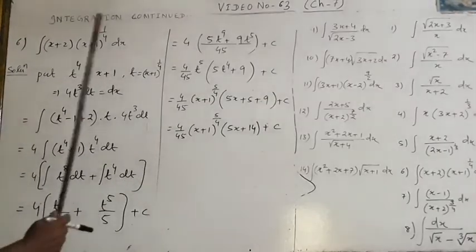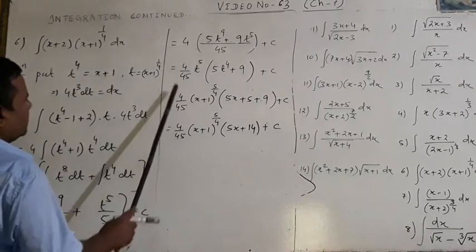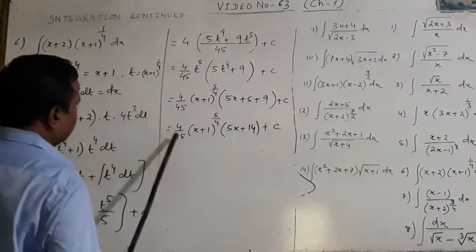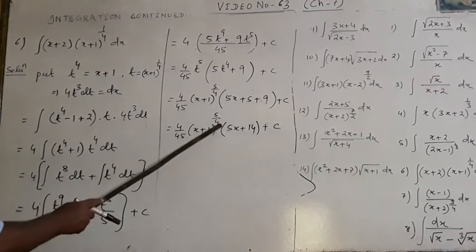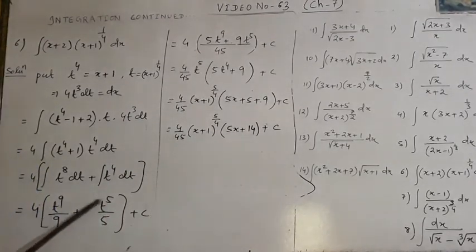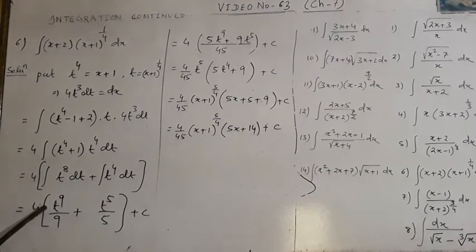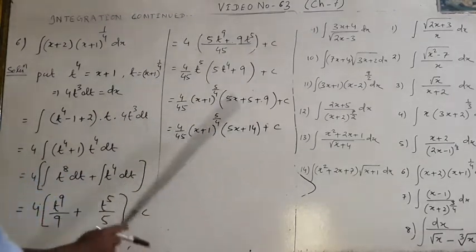Perhaps in some books it is written 15, but actually it is 45. Match it. Some mistake is there in your answer. So it is 4 by 45, (x plus 1) to the power 5 by 4 and (5x plus 14). Here I am taking common t to the power 5, taking 4 and taking LCM 45. It is 5t^9 minus 9t^5. Taking common t^5, then simplifying it. Okay.